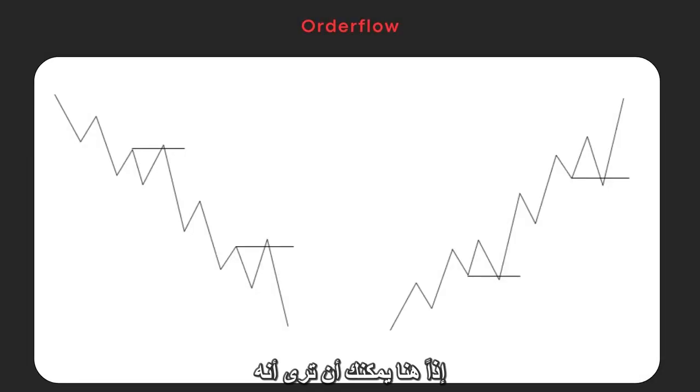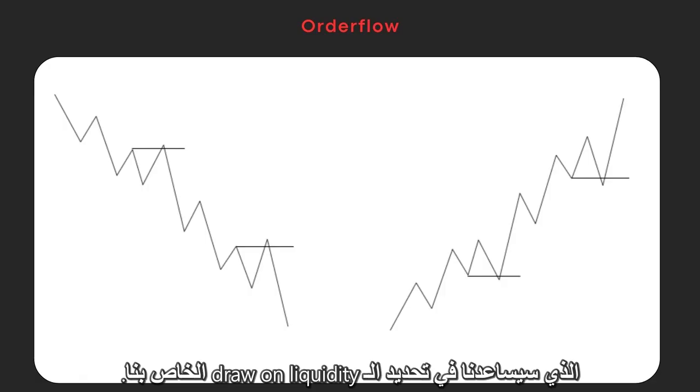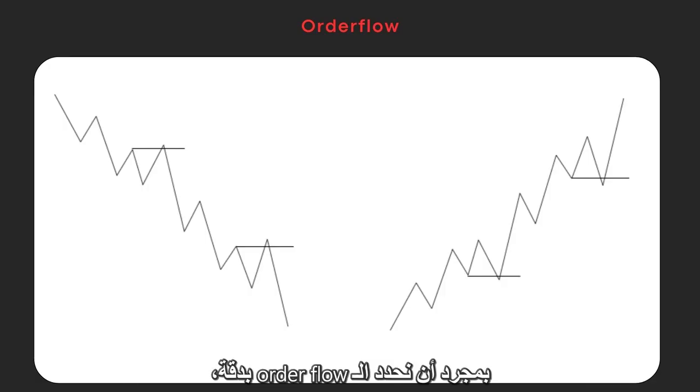So right here you can see that first off we've got order flow. Order flow is the main component and concept which will assist us in determining our drawn liquidity. Once we have accurately determined the order flow, the rest of the analysis and process becomes easy, right?